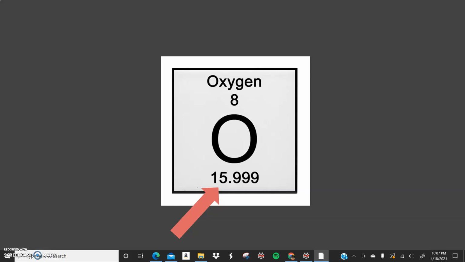This example shows what oxygen looks like on the periodic table. The number on the bottom is the atomic weight, also known as the molecular weight, which is the weight in grams of 1 mole of oxygen. The molecular weight is 15.999 grams.